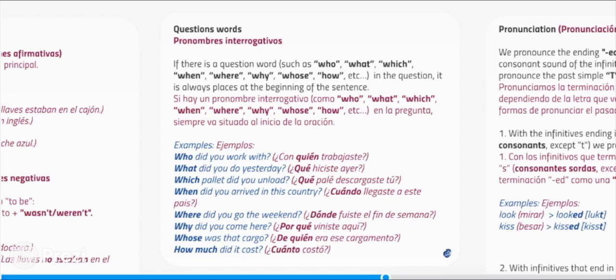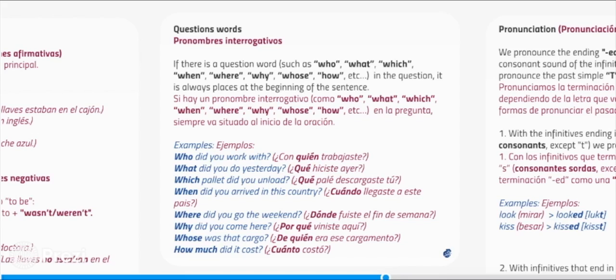When did you arrive in this country? Where did you go at the weekend? Why did you come here? Whose was that cargo? How much did it cost?